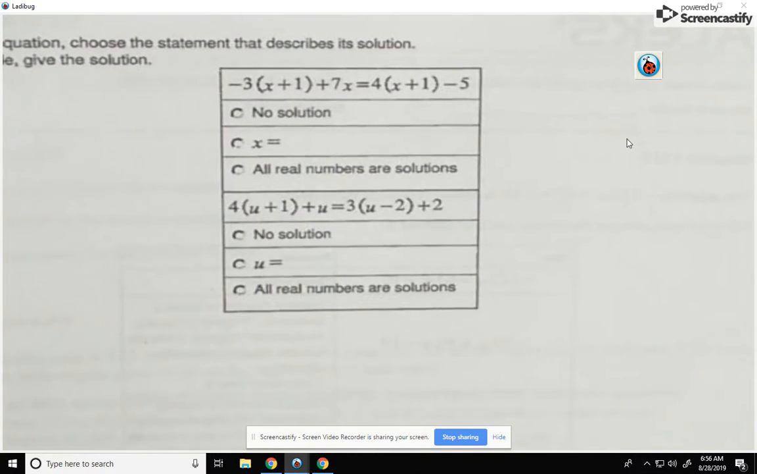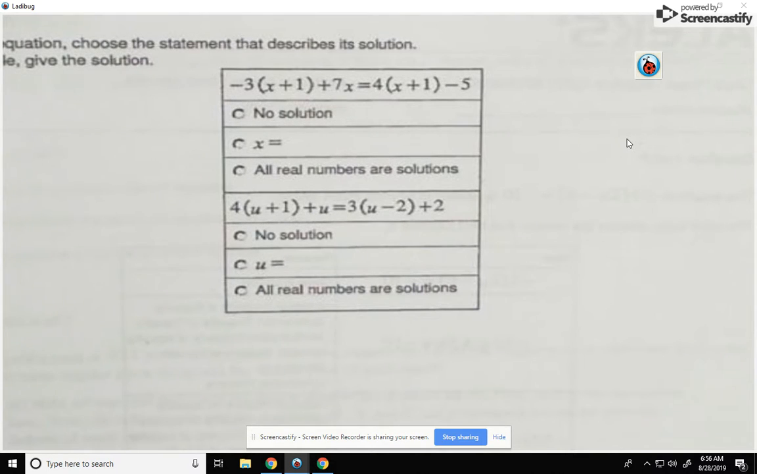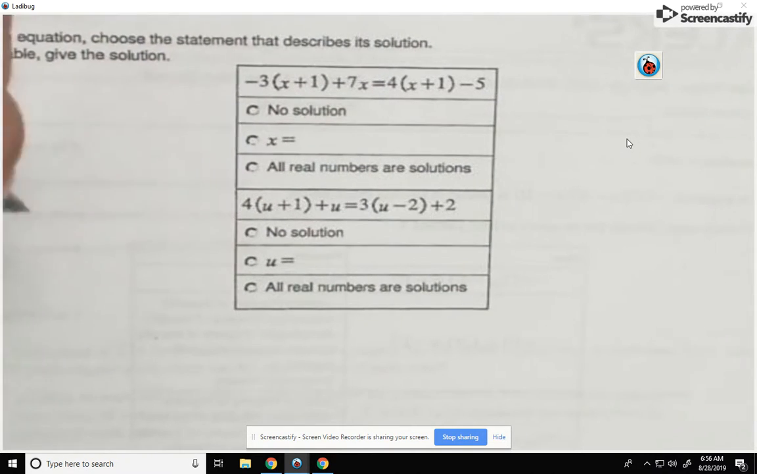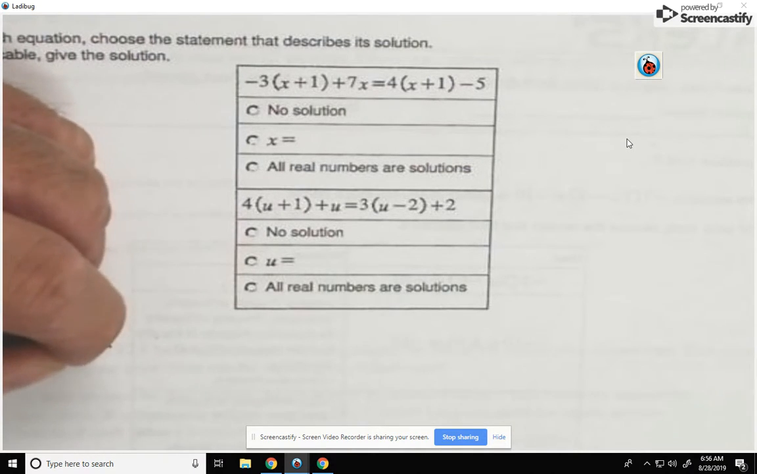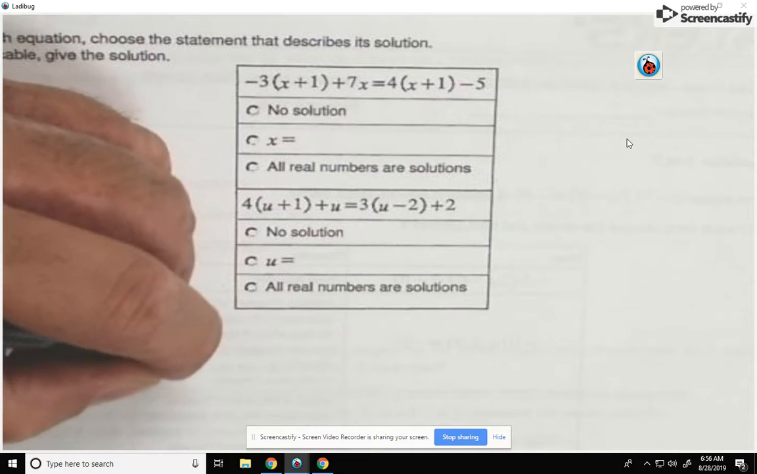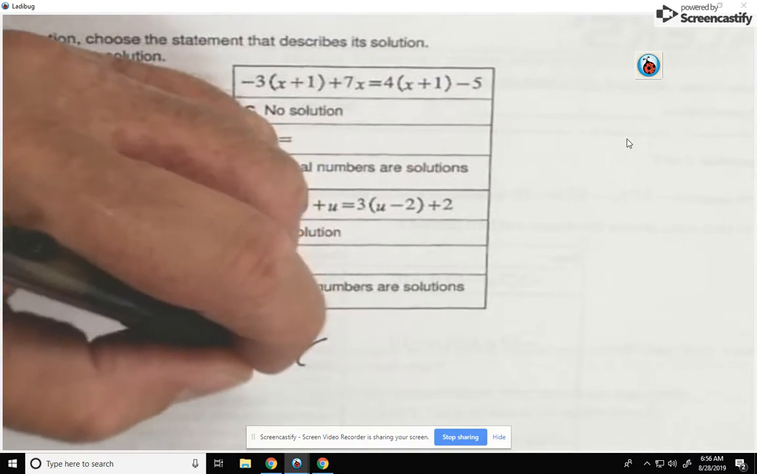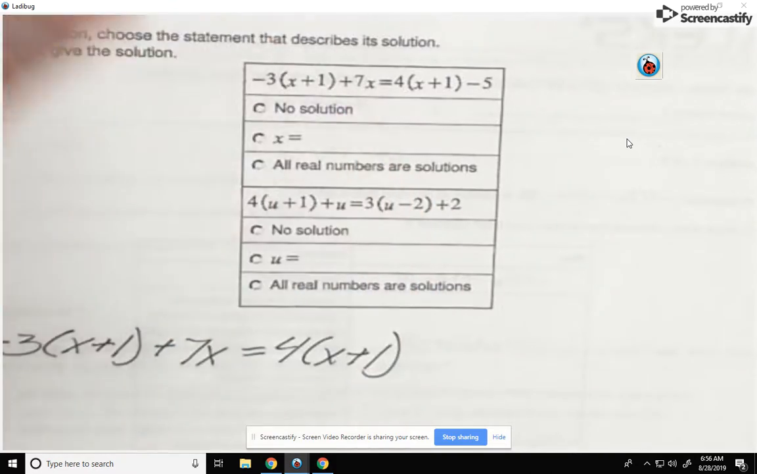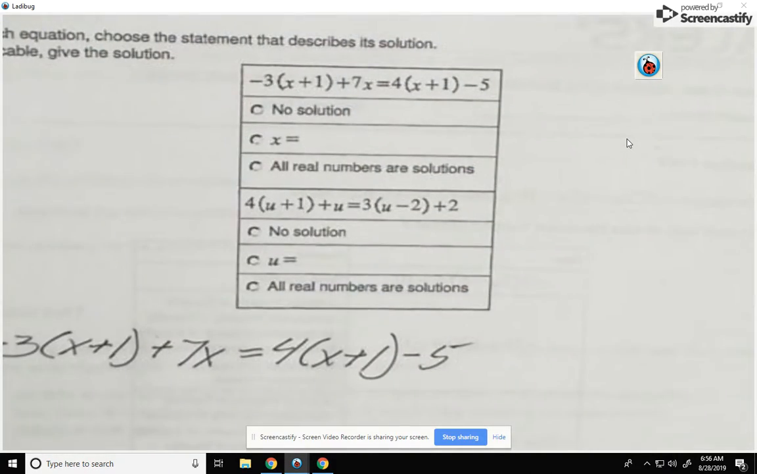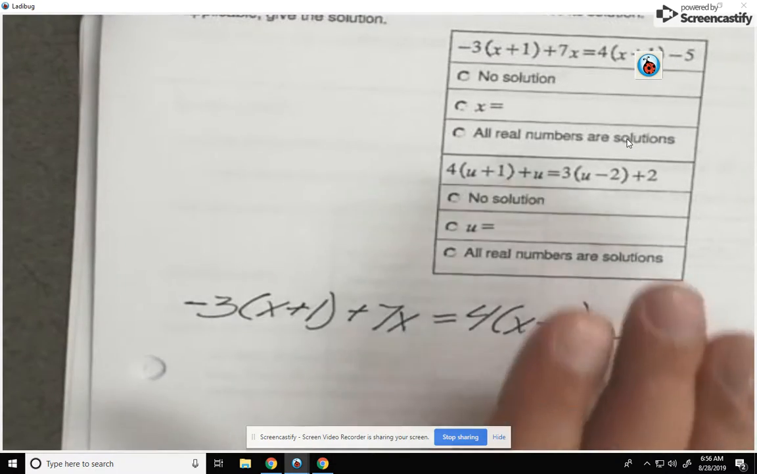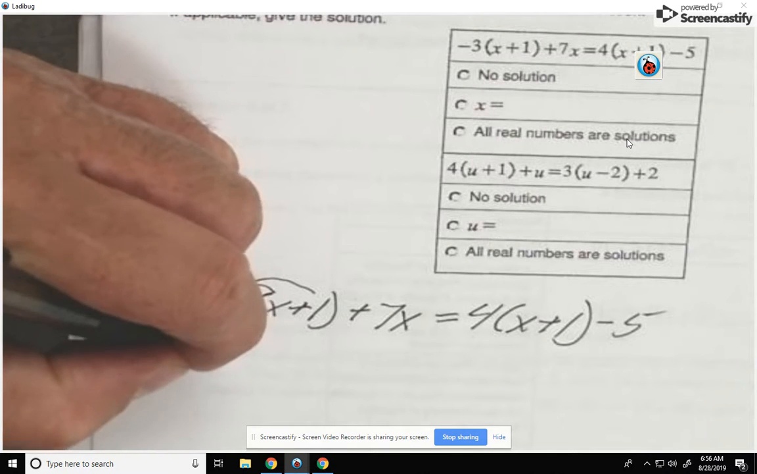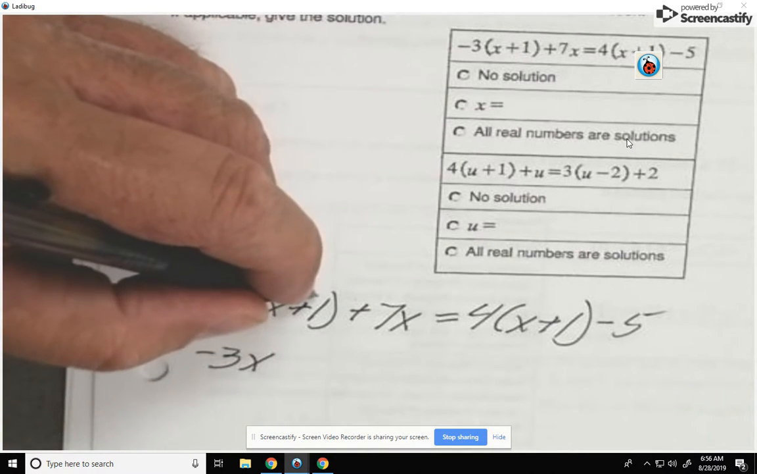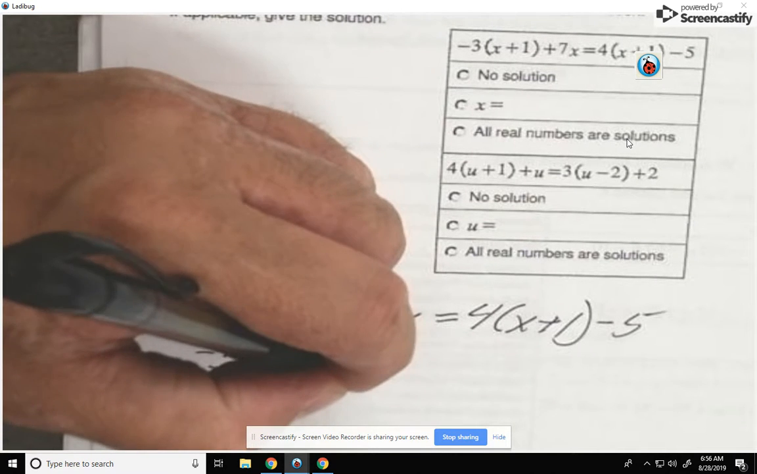Finally, we're looking at question 4, where we have either no solution, one solution, or all real solutions. If we look at the first problem, we have negative 3, parenthesis, x plus 1, plus 7x equals 4, parenthesis, x plus 1, minus 5. So we look at each side and try to simplify it. On our left side, the first thing we can do is distribute. So we get negative 3x, negative 3 times 1 gives me negative 3, plus 7x.